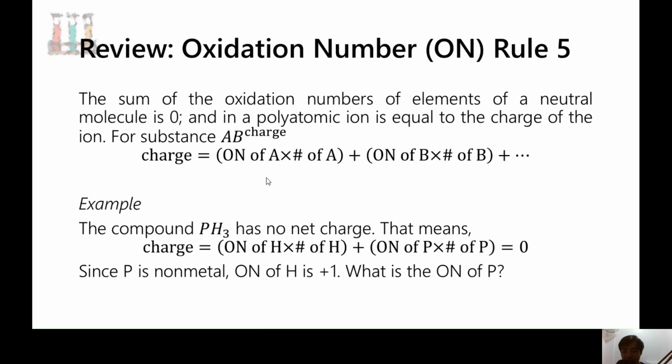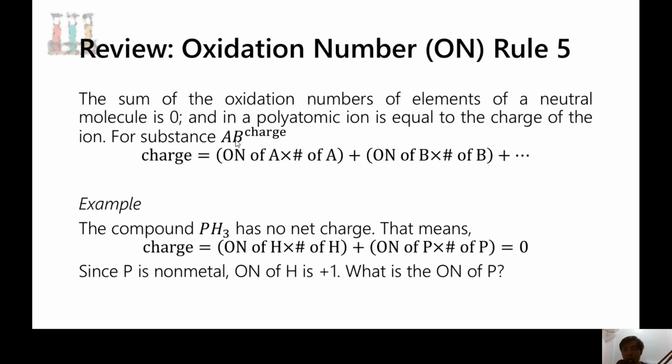Yun lang. And rule number 5. Ano yung rule number 5? The sum of the oxidation numbers of a neutral molecule is 0. So that means if you have a neutral molecule, meaning the molecule doesn't have any charges, when you add all the oxidation numbers of the atoms present there, that should be equal to 0. However, if you have polyatomic ions, when you add up all the oxidation numbers, kailangan that must correspond to the charge.